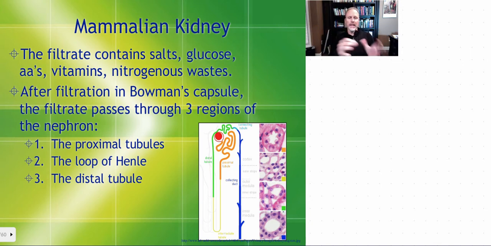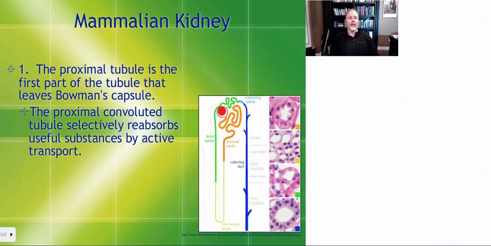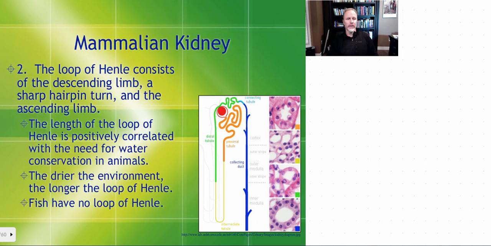And once it gets through Bowman's capsule, there's three regions that we said. You've got the proximal convoluted tubules, the loop of Henle, and the distal convoluted tubules. And in the proximal tubule, this is the first part, and this is where you're going to selectively reabsorb those things we were talking about earlier, the ions, exchange there, the salt, sugar, things like that.